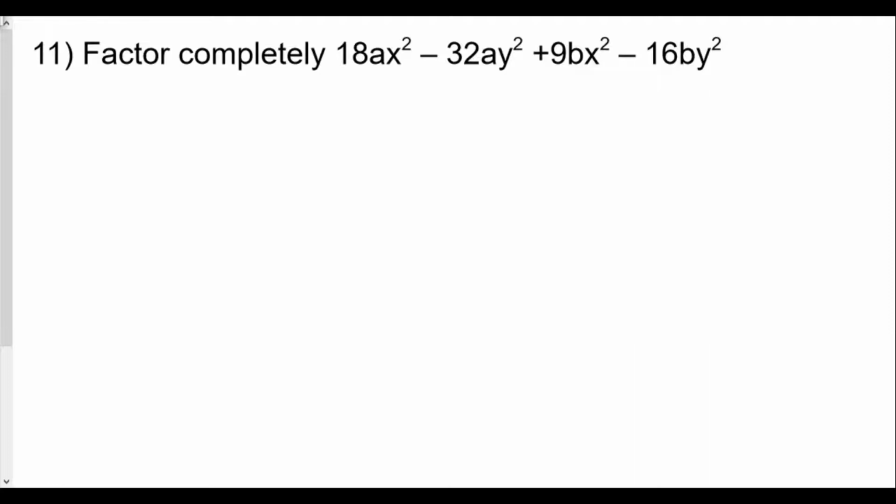So we're definitely going to group together here. We're going to factor by grouping the first two and the second two. The GCF for the first two, between 18 and 32, I think we can divide both by 2, right? Because I can't divide by 4, and they both have an a, so our GCF is definitely going to be 2a, leaving us with 9x squared minus 16y squared.